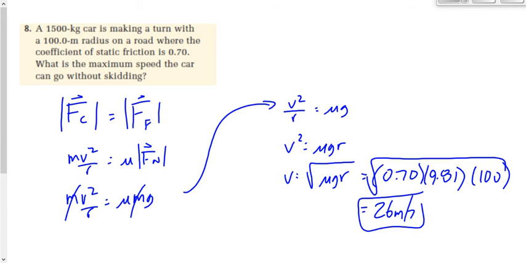Absolutely. If you make the turn a bigger radius, then yeah, the car can go faster. Absolutely. Before it starts sliding. What's another thing that they could have done? Yep. Yeah, if they bank the turn, right?